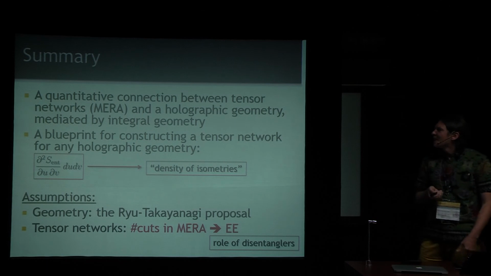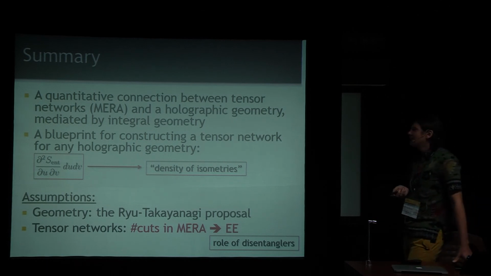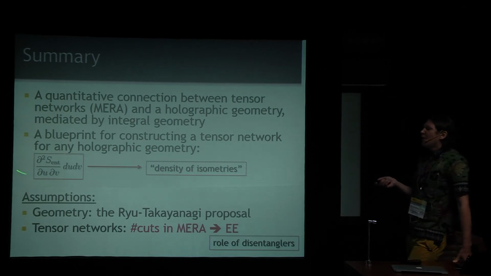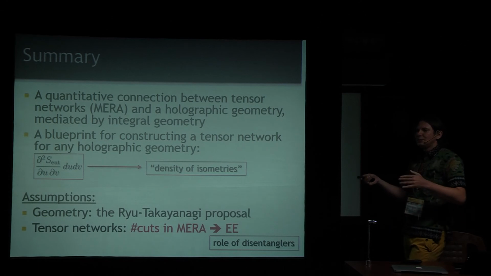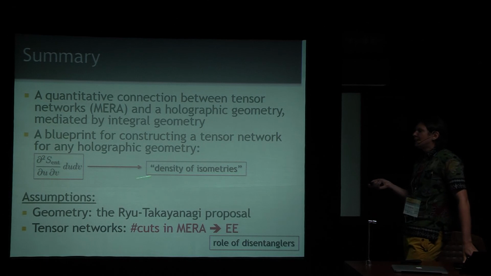And here's the summary. I've told you about the quantitative connection between the MERA tensor network and the holographic geometry, which is mediated by integral geometry. I haven't really stressed this yet, but I've also given you a blueprint for constructing a tensor network for any holographic geometry. I'll just take the volume for this space, which depends on entanglement entropies, so if I know the entanglement entropies of all intervals, I can just define this space. Take the volume in this space and sprinkle isometries with the correct density, which is specified by this object.